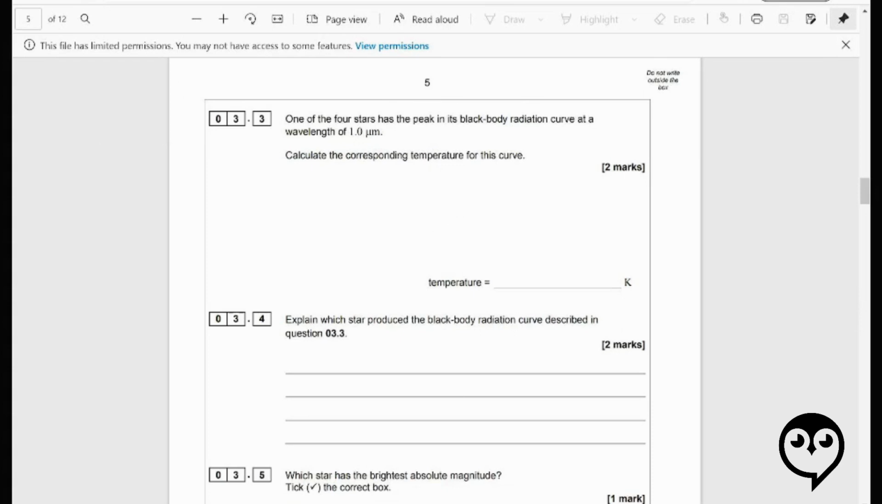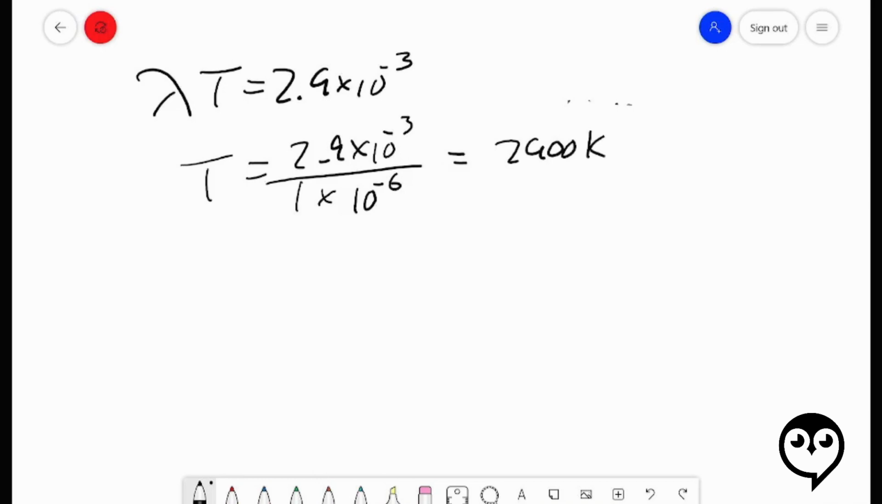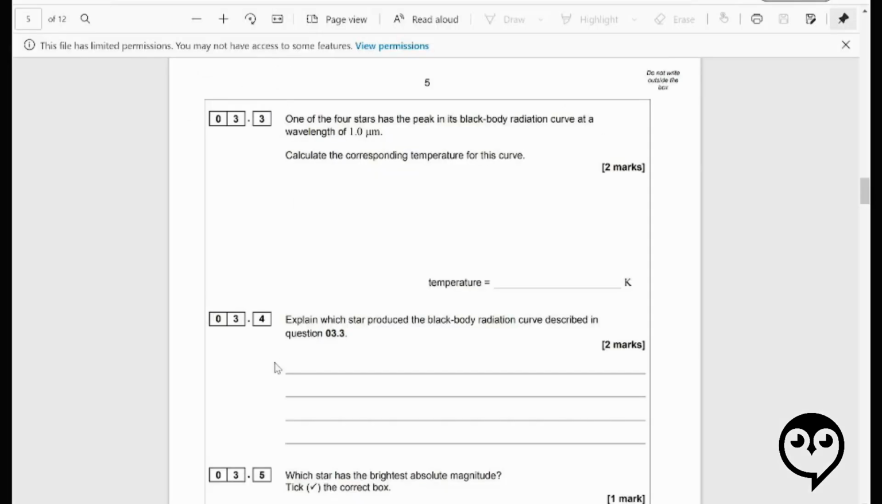One of the 4 stars has its peak blackbody radiation at 1 micrometer. Okay, calculate the corresponding temperature. Well, this is Wien's law, and we're just going to rearrange. This is the constant here. We're going to divide by 1 micrometer, which is 10 to the negative 6, and I think you'll see that that's going to give us 2900 Kelvin.